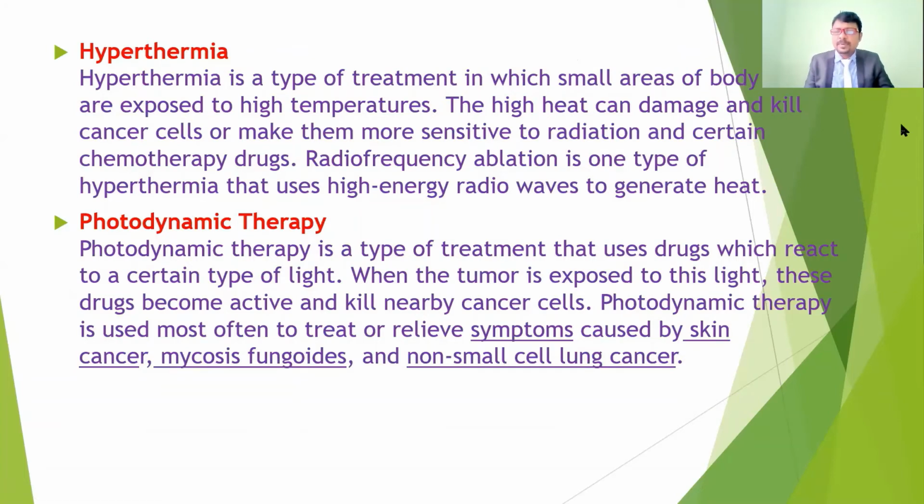Another procedure is hyperthermia, a type of treatment in which small areas of body tissue are exposed to high temperatures. Where abnormal tissue occurs, the high temperature damages and kills the cancer cells and makes them more sensitive to radiation and certain chemotherapy drugs. Radiofrequency ablation is one type of hyperthermia that uses high-energy radio waves to generate heat.